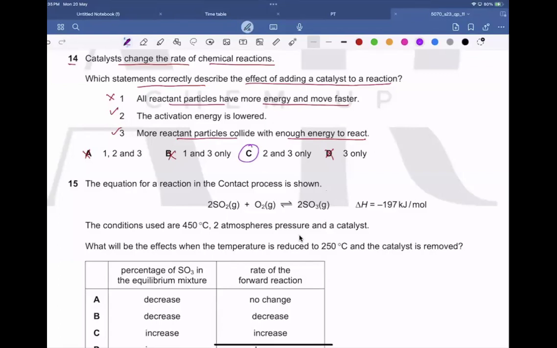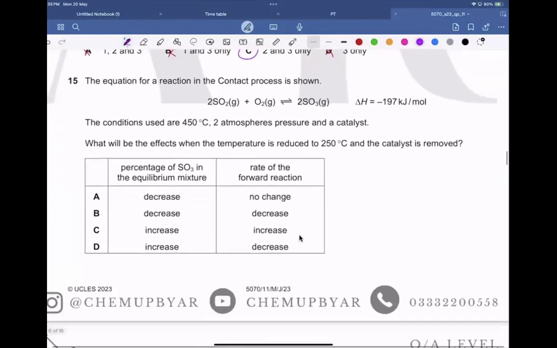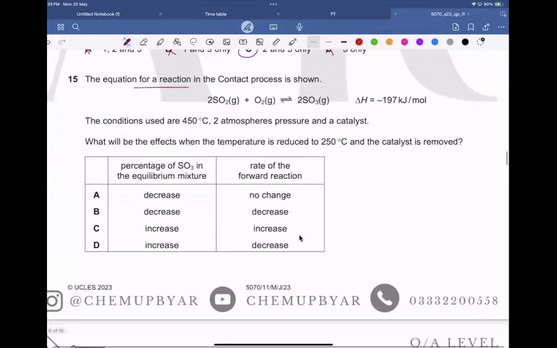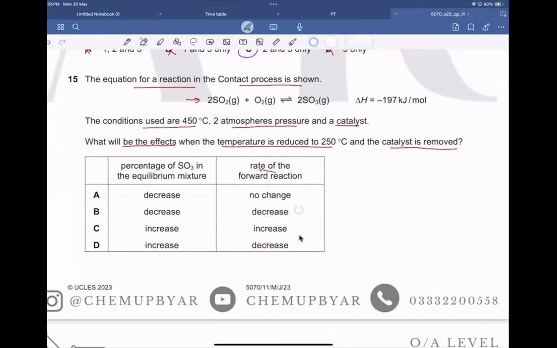Is this clear? Okay, question number 15. The equation for a reaction in the contact process is shown. It's a reversible reaction. The conditions used are 450 degrees Celsius, 2 atmosphere pressure, and a catalyst. What will be the effect when the temperature is reduced to 250 and the catalyst is removed? If the catalyst is removed, the rate of reaction obviously decreases, right?